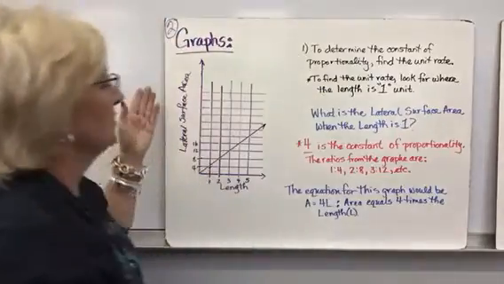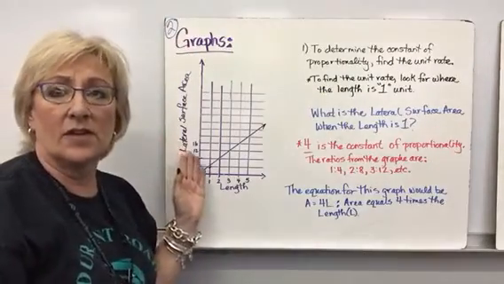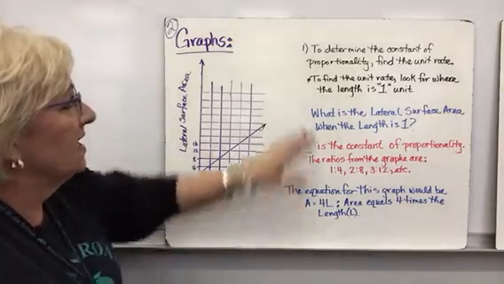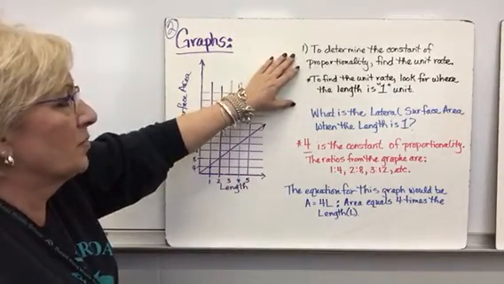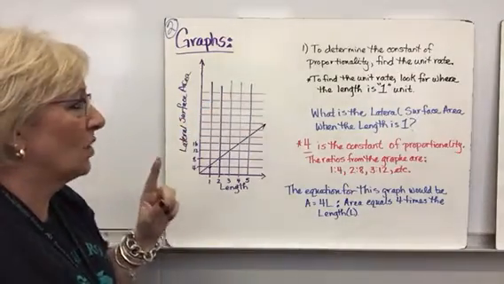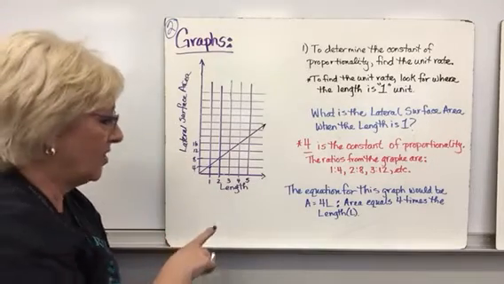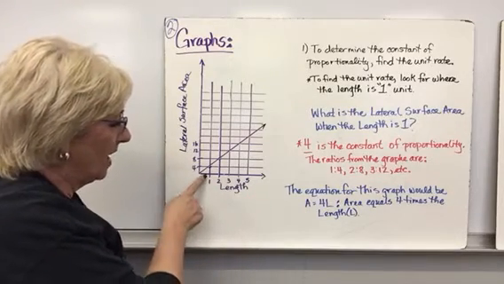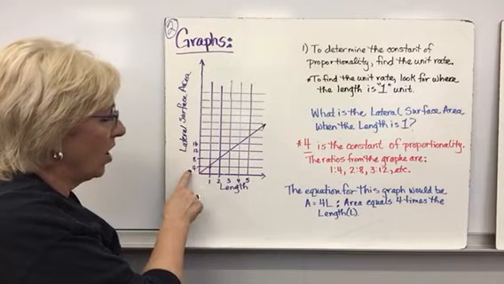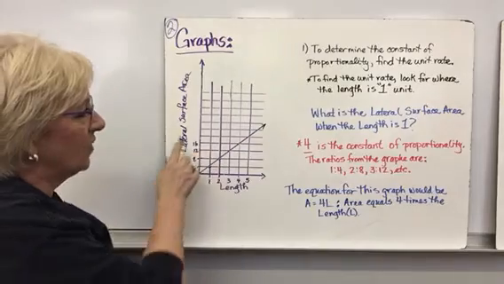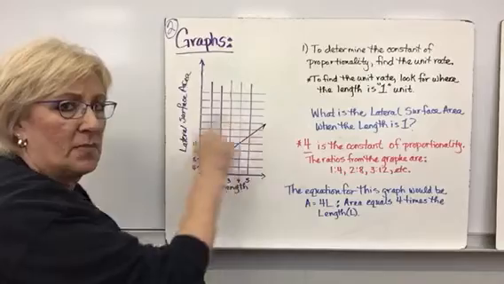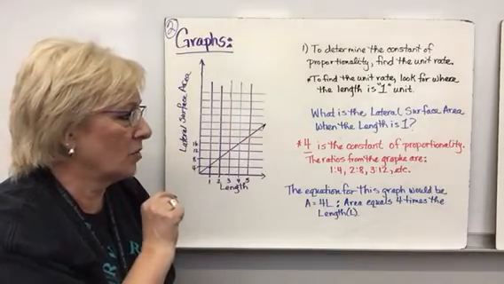The second thing we're going to do is look at some graphs. We can also look at a graph to see what the constant of proportionality is. Number 1, to determine the constant of proportionality, find the unit rate. That means how much does one cost. So to find the unit rate here, I'm going to look at the length down here on the bottom, and I'm going to look at 1. And I'm going to come up here to 1, and where y is equal to 4, I know that the lateral area when the length is 1 is going to be 4. So 4 is going to be my constant of proportionality.